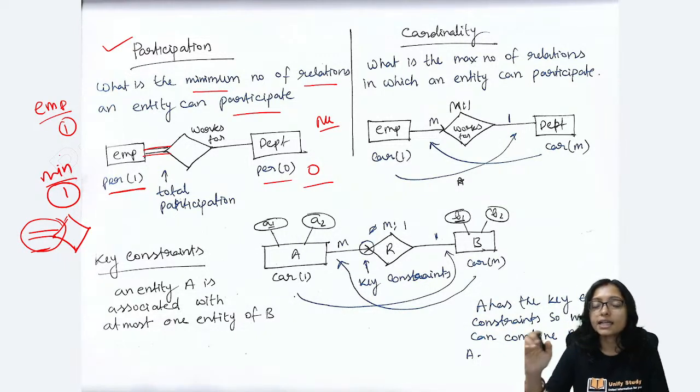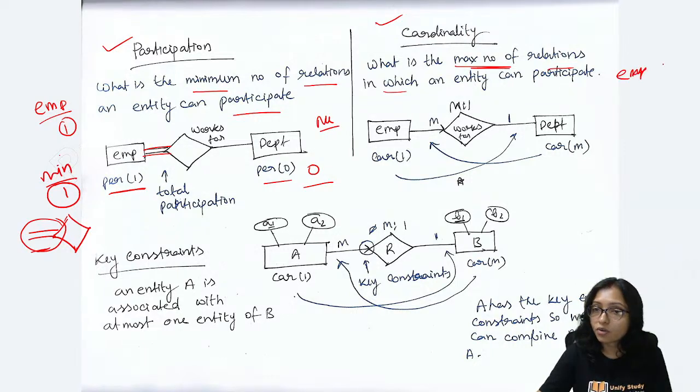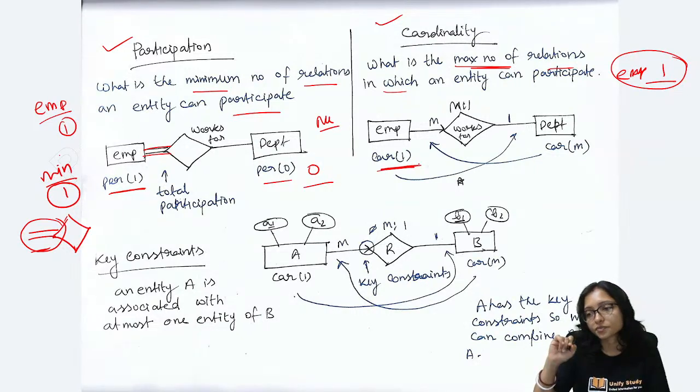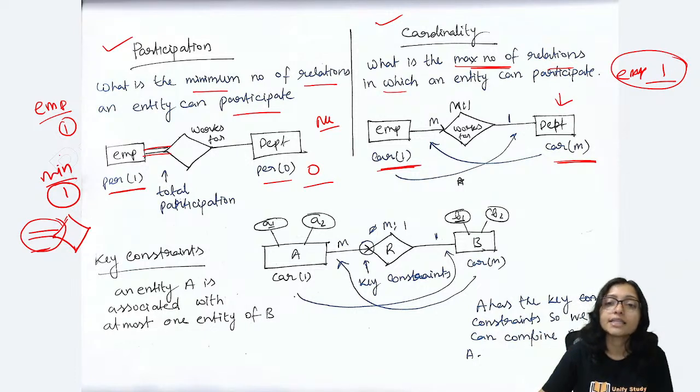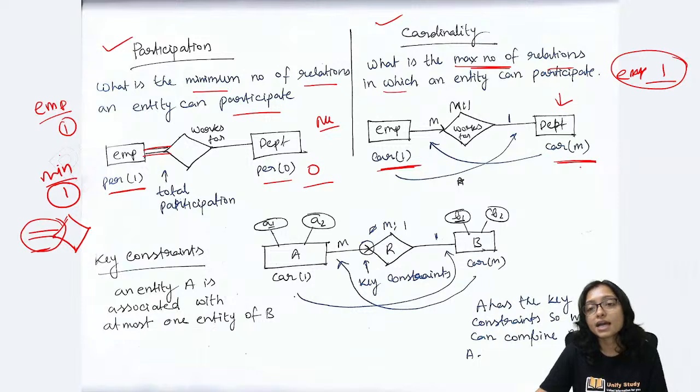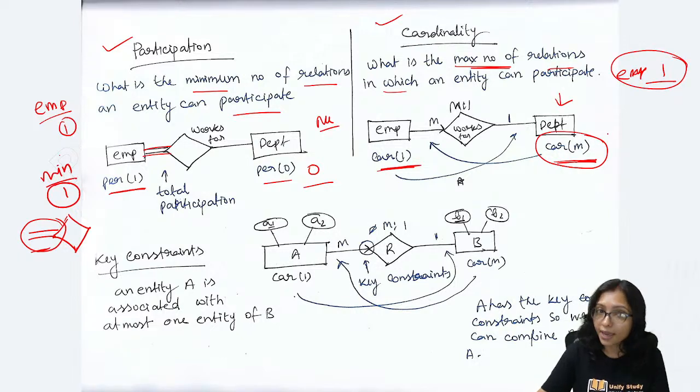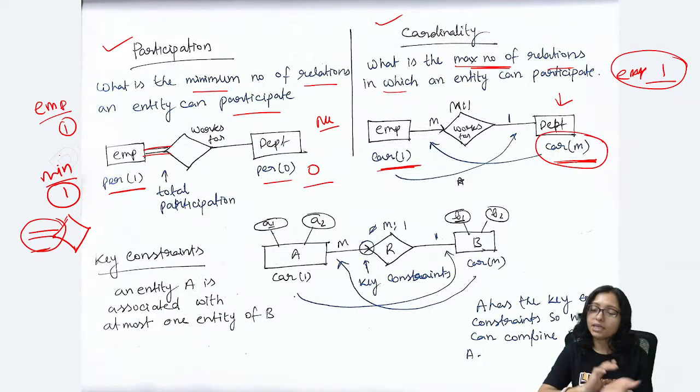What is the meaning of cardinality? Cardinality means the maximum number of relations that one employee can have: one employee can work for one department only. That's why the maximum is also 1. But in one department there can be many employees. Multiple employees can be there in one department. That is called the cardinality. And that's why here the cardinality will be M. So cardinality is the maximum, participation is the minimum.